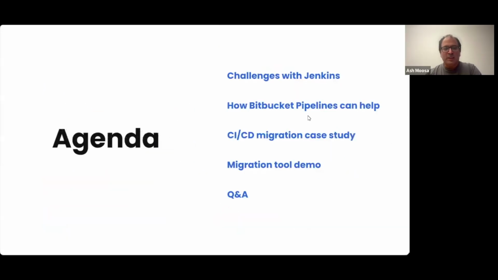So let's move on to the agenda. I'll start off by highlighting some of the challenges with Jenkins and how Bitbucket pipelines can help overcome them. Next, Riley will walk through a migration case study. He'll share the process and go deeper into the impact on costs and developer productivity. And then Warren will do a demo of our recently launched Jenkins to pipelines migration CLI tool. And finally, I'll wrap up with a few highlights of what's new in Bitbucket pipelines, and then we'll move on to a Q&A.